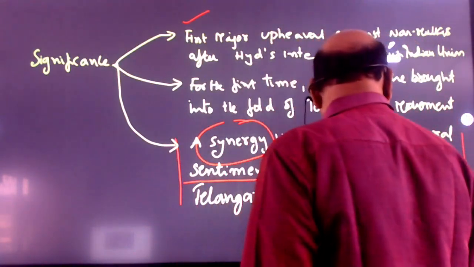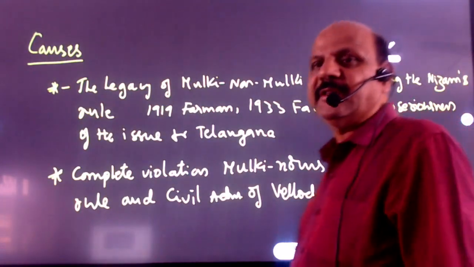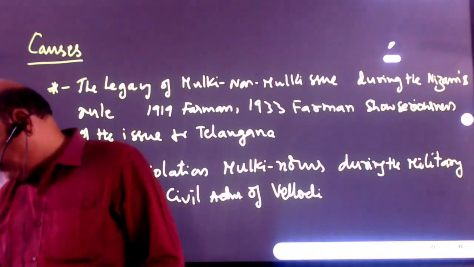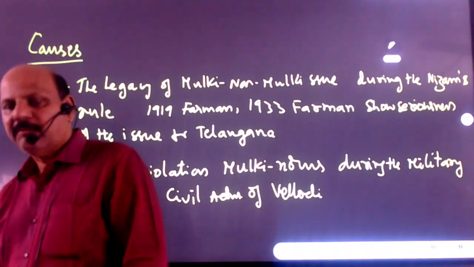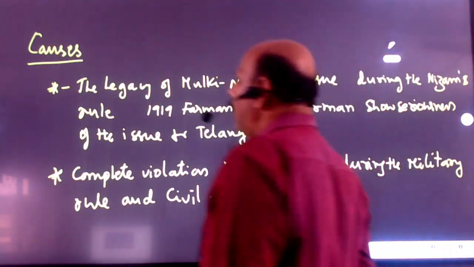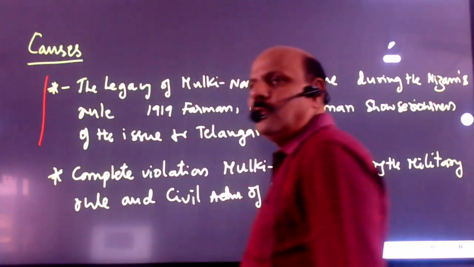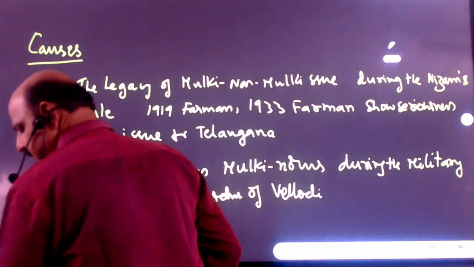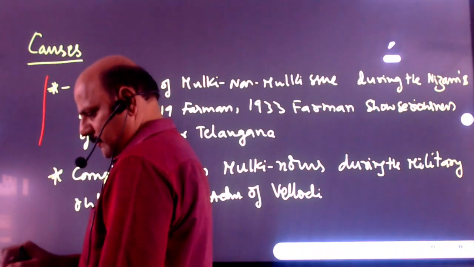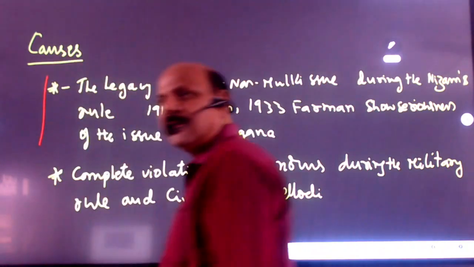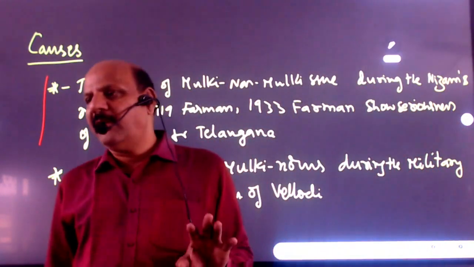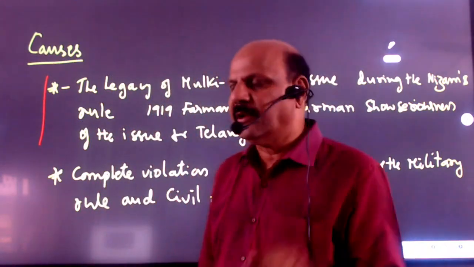Then the next issue is, what are the causes for this movement? They can either ask you a direct question on what are the causes for this movement. See, basically, it is a long run-up to the 1952 Mulki movement. It did not happen in one day. So we have to identify some 4-5 causes for it.